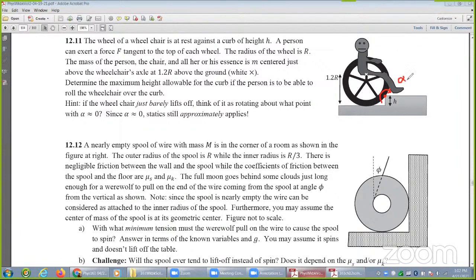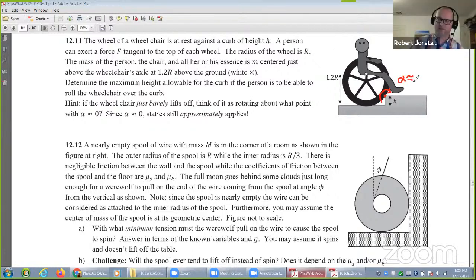Alpha is approximately equal to 0. Obviously, for any value of alpha greater than 0, the person would start going over the corner. That's what we're trying to do here, so we're going to make this set of assumptions. Is it perfect? No. But does it get us a pretty good estimate for what might be required? Absolutely. Now remember, if we go at this minimum value to lift off, alpha is effectively 0, so statics is approximately applicable.